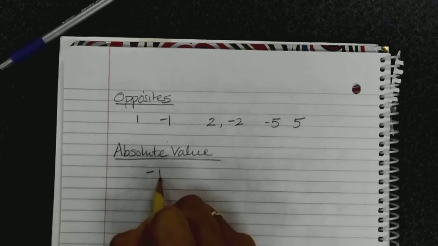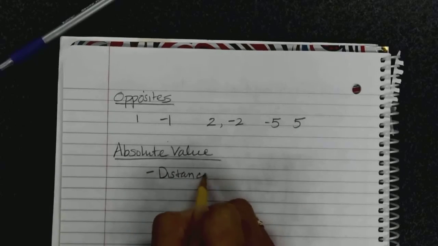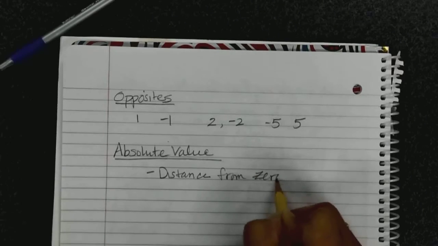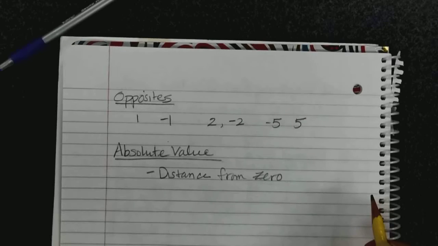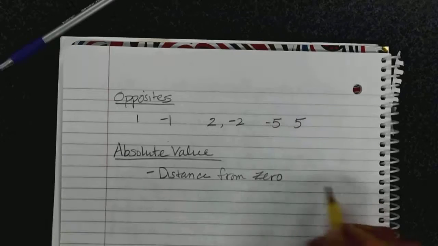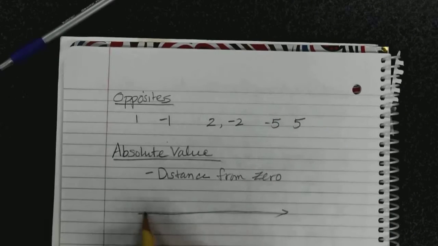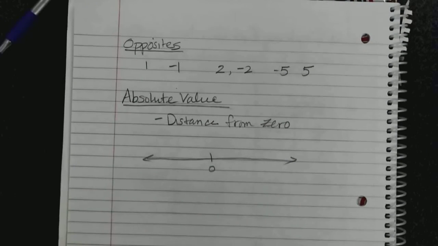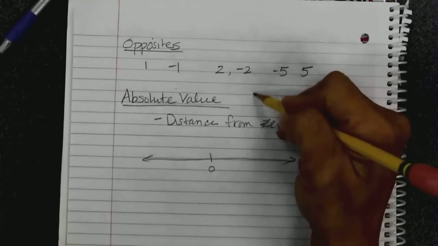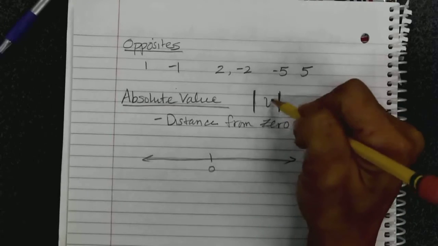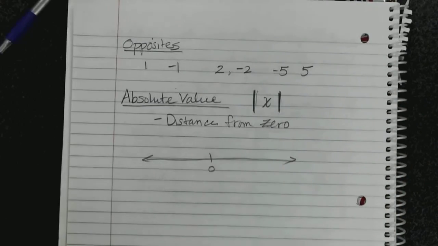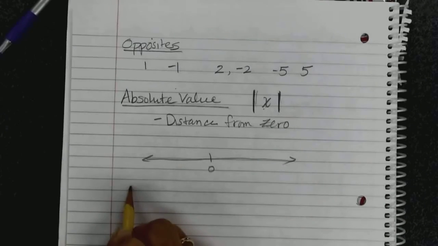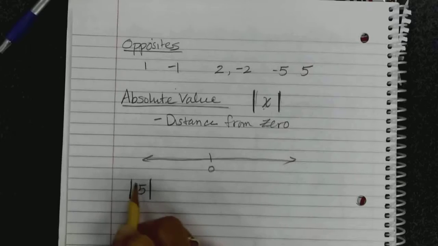Another word for absolute value means distance. How far is that number distance from 0? That's what that absolute value means. So it's a distance. So on a number line, here's 0, right? And remember, the absolute value symbol looks like this. That up and down symbol. This is the absolute value of x.